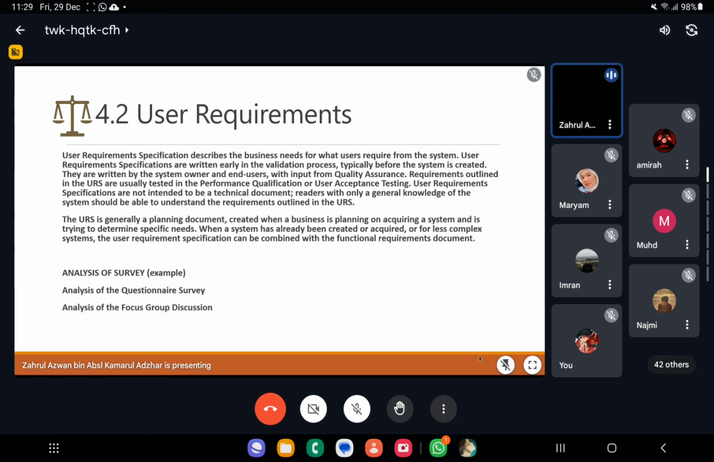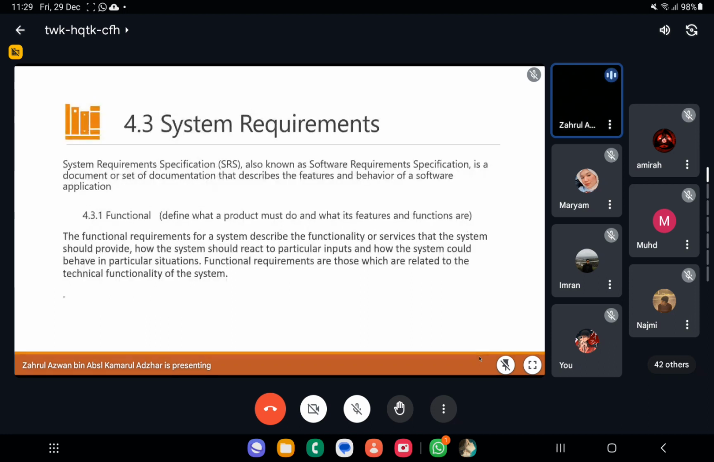Okay, so normally what you have to put is your analysis of surveys, for example, inside this part, and the analysis from your focus group discussion, in terms of your interview or your questionnaire. You have to put all the analysis here. So this is really to meet your user requirement. Okay, and then we go to system requirement.